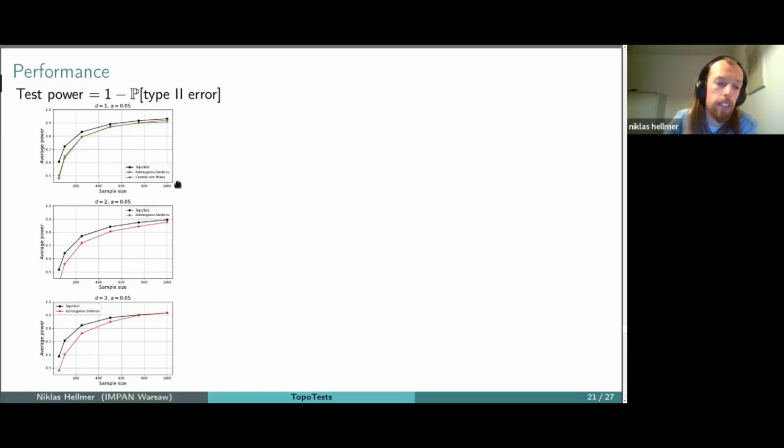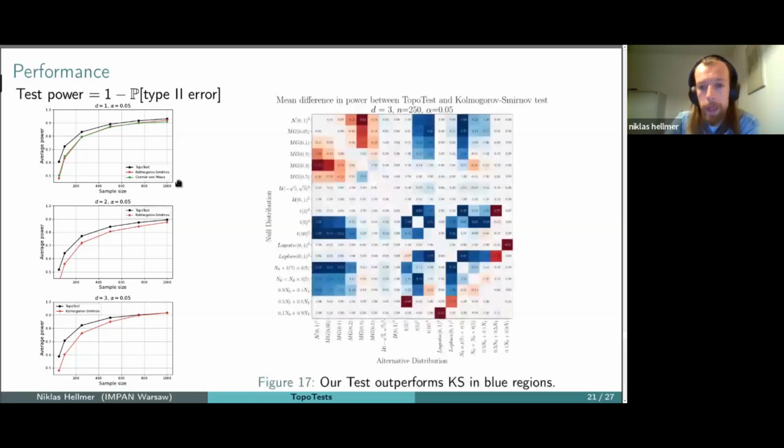The Cramér-von Mises test is another test which uses the cumulative distribution function. So how did we obtain these numbers, this average power? We just tried a bunch of distributions that are implemented in SciPy. Each of these distributions we took as a null distribution, and then we tested samples from each of these distributions. So all to all, basically.